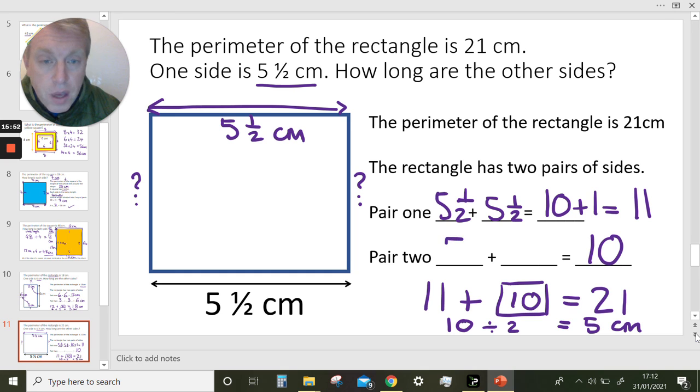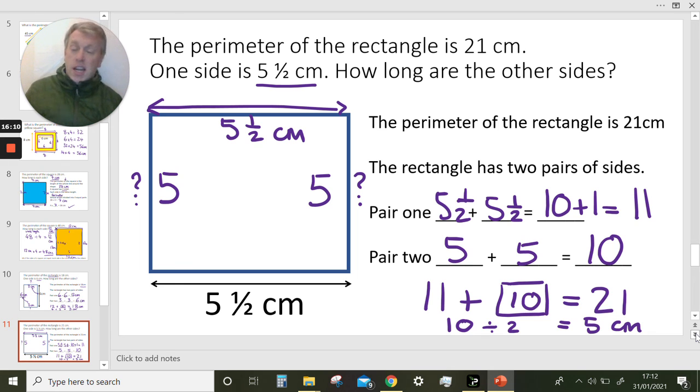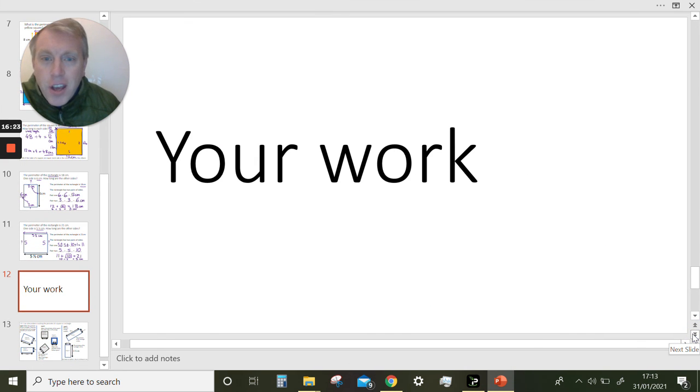So, right, I think that's it. I think we have it. How long are the other sides? Well, we have 5.5 centimetres, 5.5 centimetres, 5 centimetres and 5 centimetres. Check it. Does it make 21 centimetres altogether? It does. 4 times 5 is 20. A half and a half is 1. 21 centimetres.